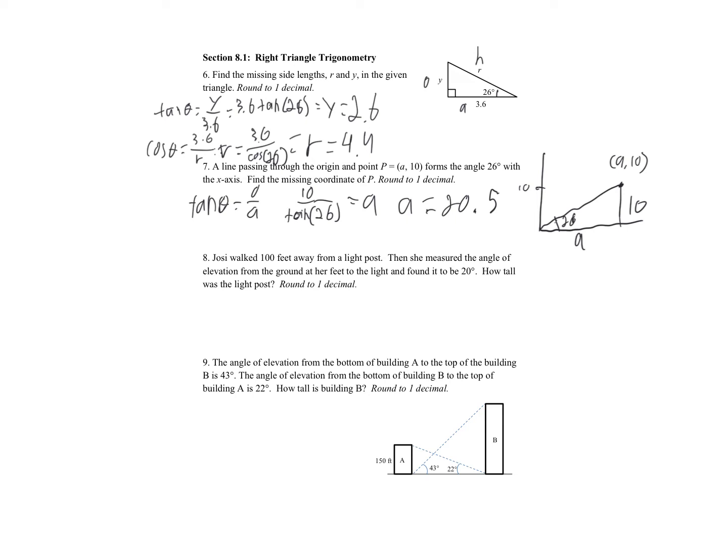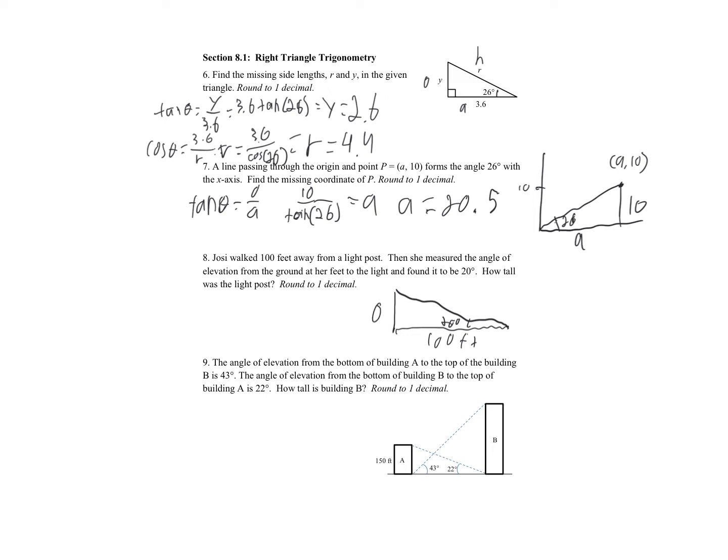So problem 8, we walked 100 feet away from a light post, and measured the angle from the ground to the light to be 20 degrees. So we have our light post here, and she walked 100 feet away, so this would be 100 feet here. And then she's standing here and measured the angle from here to that light post to be 20 degrees.